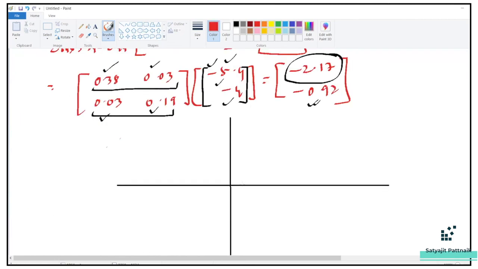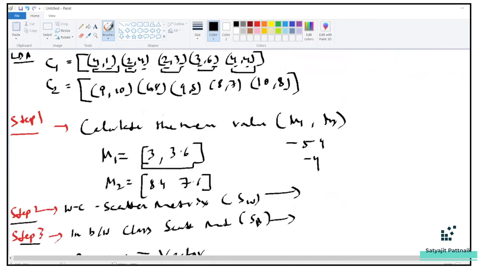4.1, let's say this is 1, 2, 3, 4, 5, 6, 7, 8, 9, 10, 11, 12. Let's draw this first. 1, 2, 4, 5, 6, 7, 8, 9. Okay, something like this. Now let's draw 4.1.